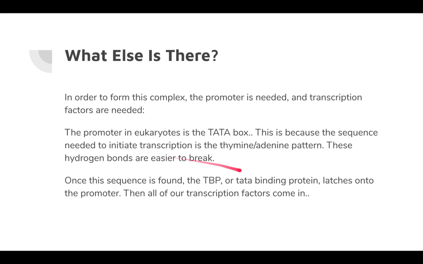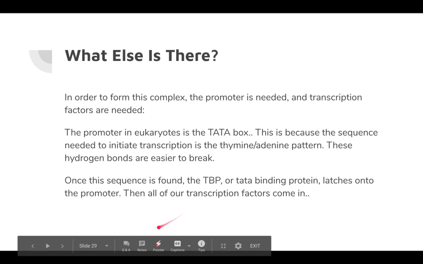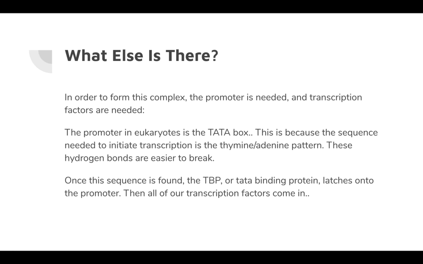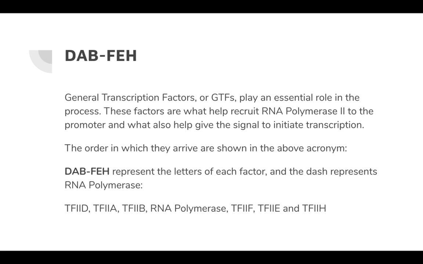Now, the promoter in eukaryotes is known as the TATA box, and that's because this sequence is thymine adenine, and the hydrogen bonds there are easier to break. This is very easy to break apart with the least amount of energy. So once the sequence is found, the TBP, or the TATA binding protein, I believe was in red, will latch onto the promoter.